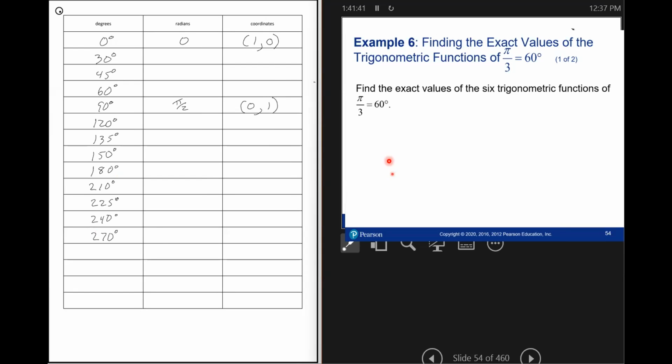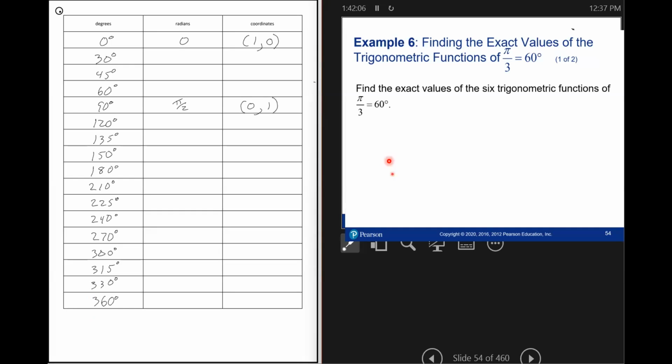And then again, I'm going to add 30, 45, and 60 to 270. So adding 30, I get 300 degrees. Adding 45, I get 315 degrees. Adding 60, I get 330 degrees. And then the next quadrantal angle is 360 degrees.